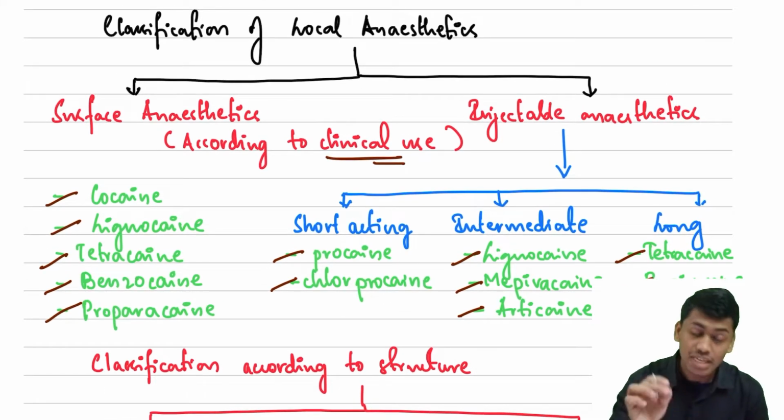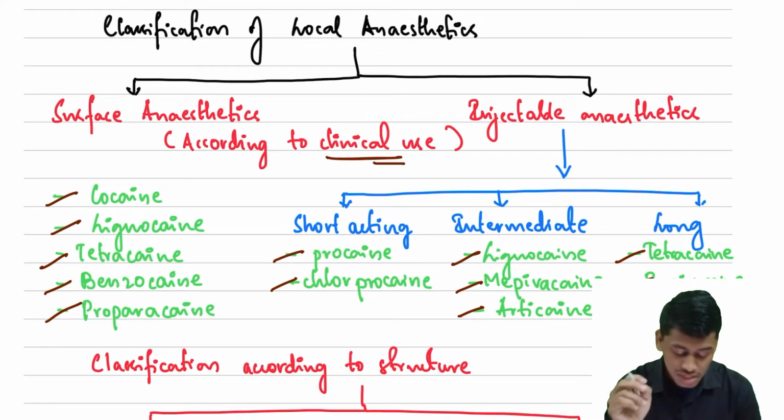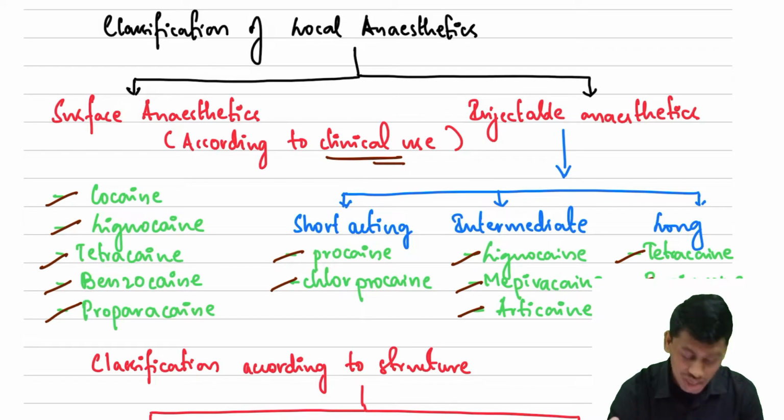So according to the clinical use, we are going to classify the local anesthetics into surface anesthetics and injectable anesthetics. For surface anesthetics we use cocaine, lignocaine, tetracaine, benzocaine, and proparacaine. And injectable anesthetics we divide into short acting, intermediate acting, and long acting. In terms of short acting we have procaine and chlorprocaine. In terms of intermediate acting we have lignocaine, mepivacaine, and articaine. In terms of long acting we have tetracaine and bupivacaine.